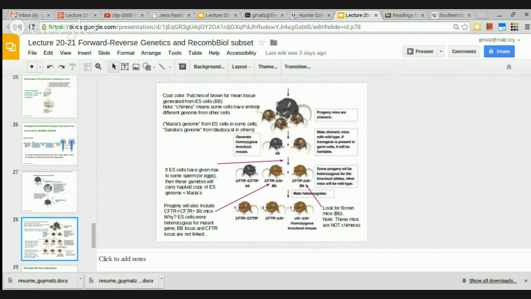if the ES cells have gotten into and formed the germline in this animal, we're going to get some pups that look like this. Okay? That is, they're brown. And the reason they're brown is because they have the big B coming from the ES sperm, and of course they've got the little b coming from this mother. So they're heterozygous B, but they have a chance of having our mutant gene here.